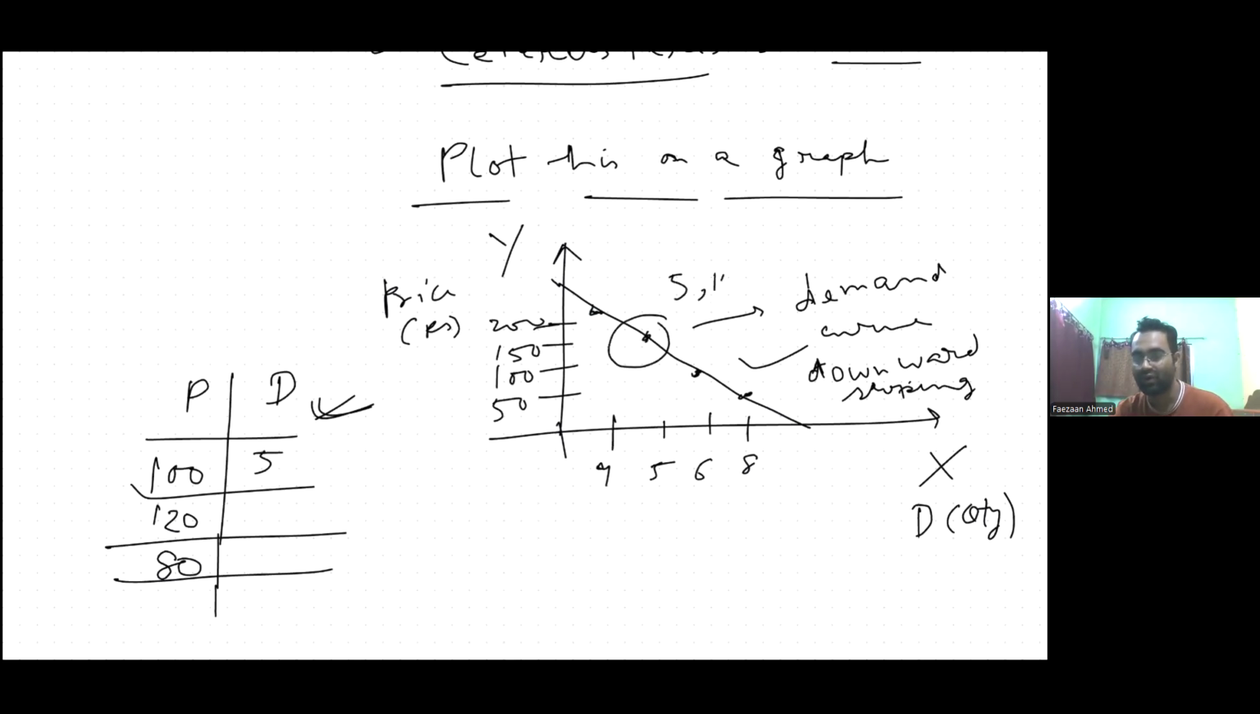So what is 5 comma 150? 5 comma 150 means that at a price of 150, the amount of quantity that you are demanding is equal to 5 kgs, right? So that is the meaning of 5 comma 150. And you can notice the nature of the curve. It is kind of downward sloping in nature, right?